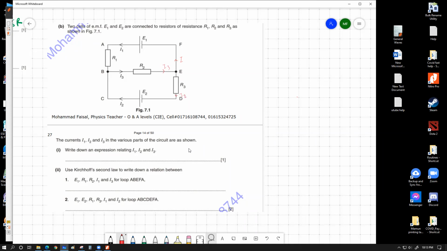I am just writing these values because I want you to have a visualization for how this works. One single branch, or one single pathway of current flow, will always have the same current in every part of it, which is really important for you to understand.